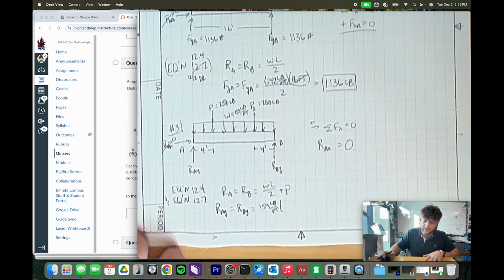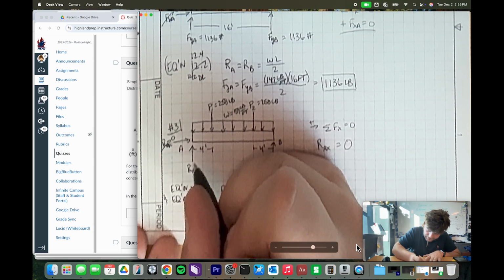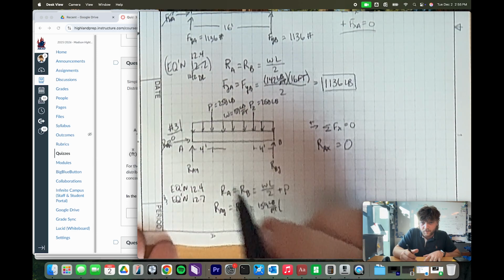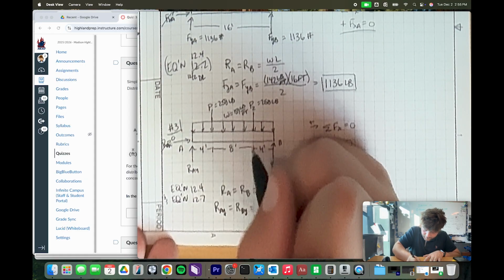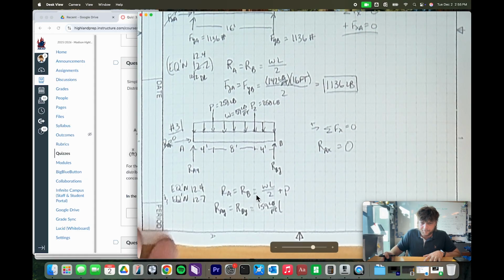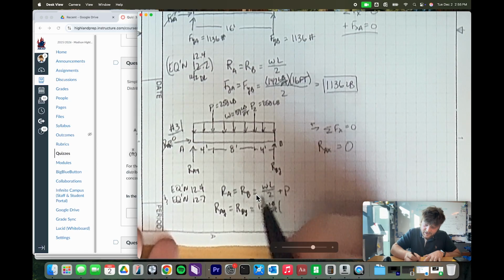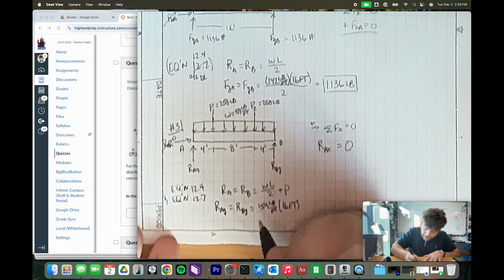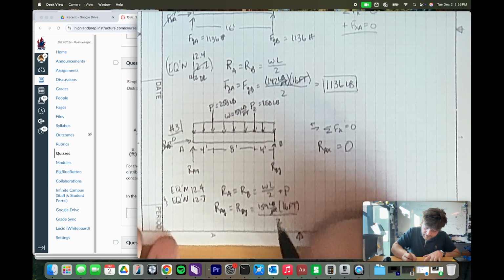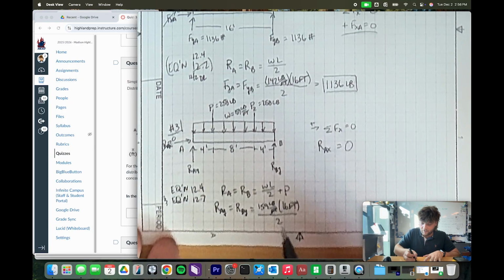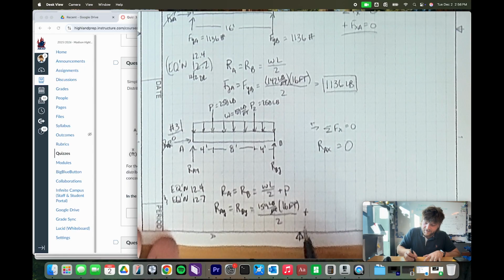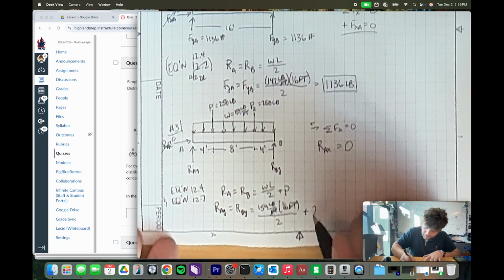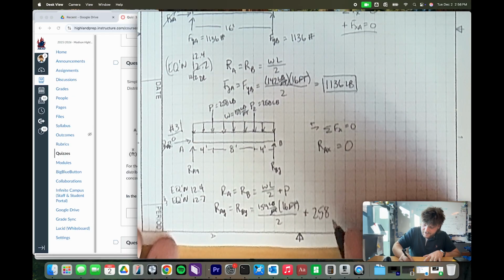And then this total distance here, we could just put in. If this is 4, we're going to have 8 feet here. Now that's multiplied by the length, so our total length for this is 16 feet, and then we're going to divide that by 2. These units of feet are going to cancel out, leaving us with the unit of pounds. Then I've got to add on P. Our values for P are the same, just 258 pounds there.